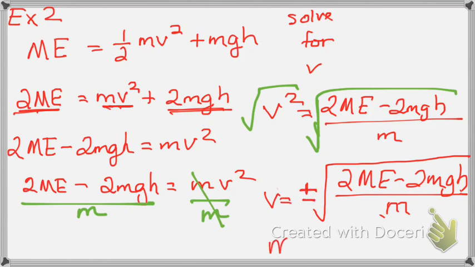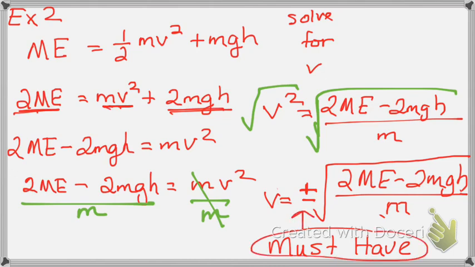So write yourself a note, must have, or don't forget, or something. So on example 1, you don't need it. Correct, because on example 1, you're doing Pythagorean theorem, and that's a distance, and a distance will never be negative, but a velocity can be negative. Okay?